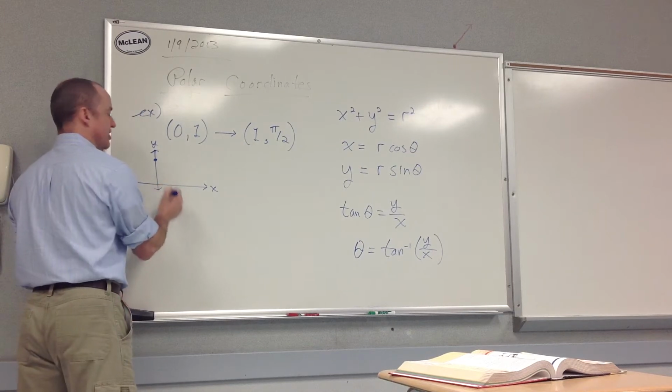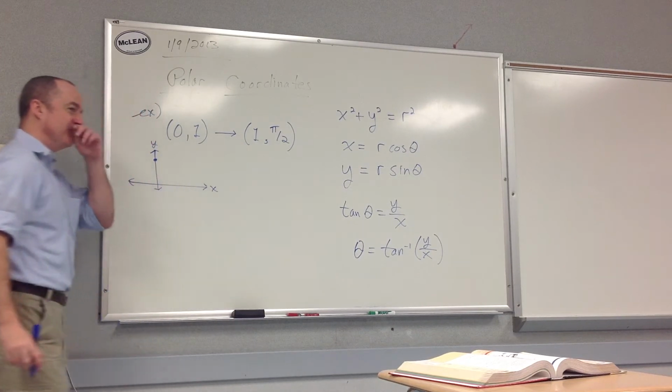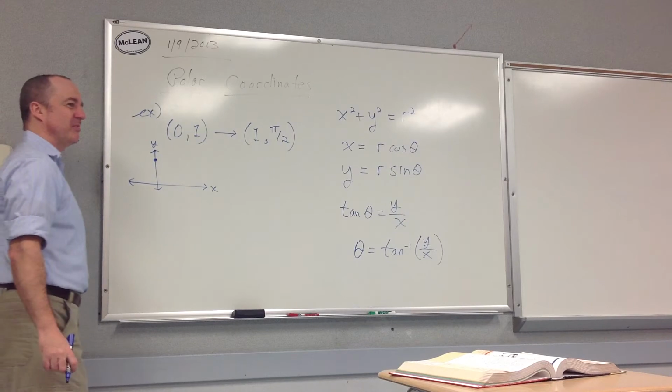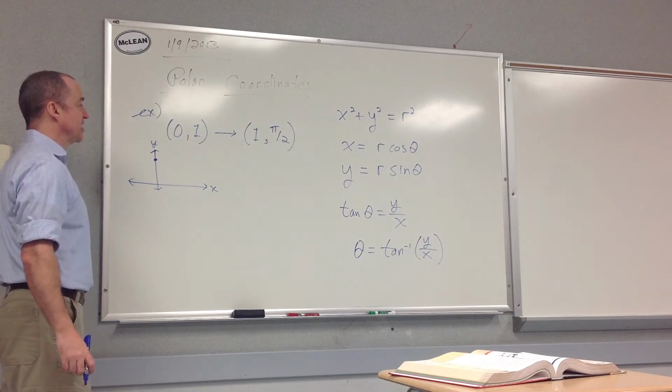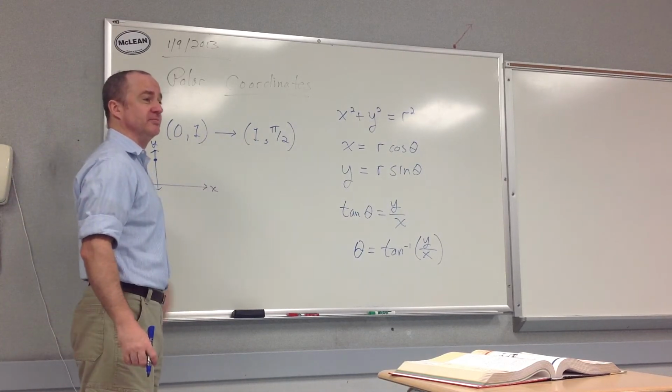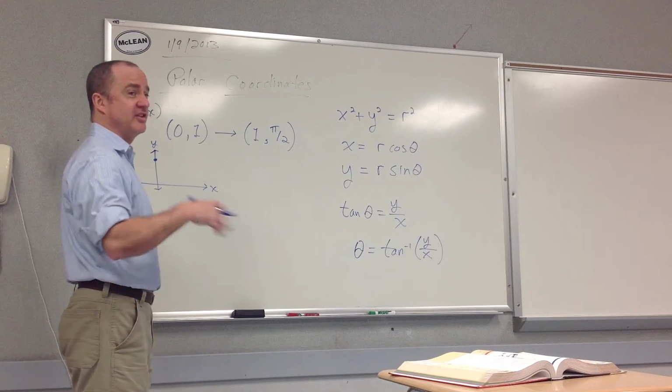Danny, you look suspicious. It can't possibly be that easy. No, kind of, but then what do we do with that? The directions just said convert the point from rectangular to polar. We're done. That's it for that one. Now these will get harder.